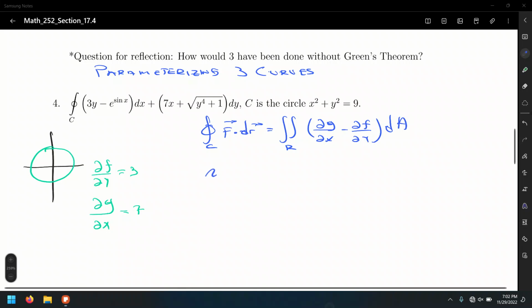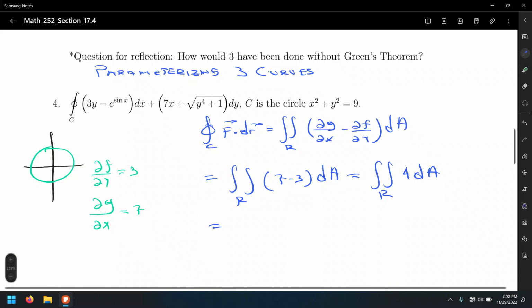All right. So again, lucky for us, Green's theorem, and that's g. That's a 7 minus 3 dy dx. You know what? Let me leave it like dA for now over R. So that's going to be 7 minus 3. That's the double integral of 4 dA over the region R.